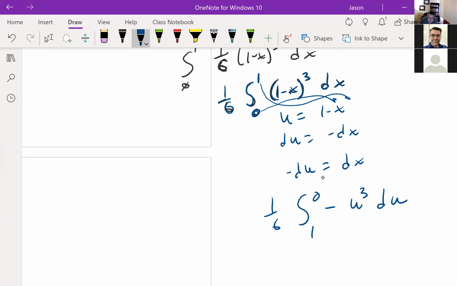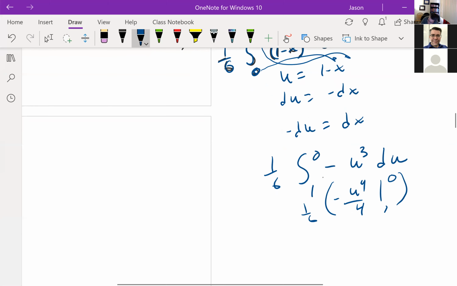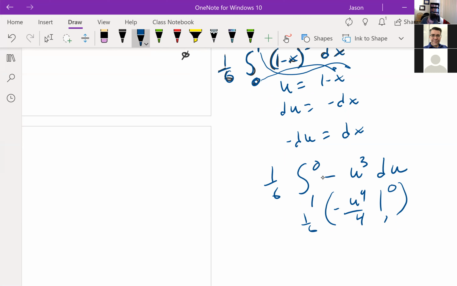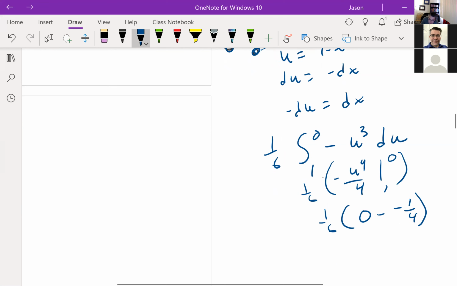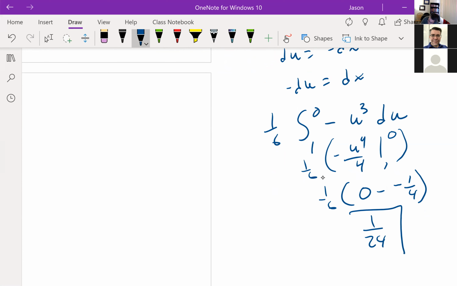Nice. So this becomes negative u to the 4th over 4, evaluated from 1 to 0 of 1/6. We plug this in and get 1/6 times 0 minus negative 1/4. That becomes positive 1/4, so the whole thing becomes 1 over 24. Oh, nice. Sweet. And that, my friends, is how you take a triple integral.